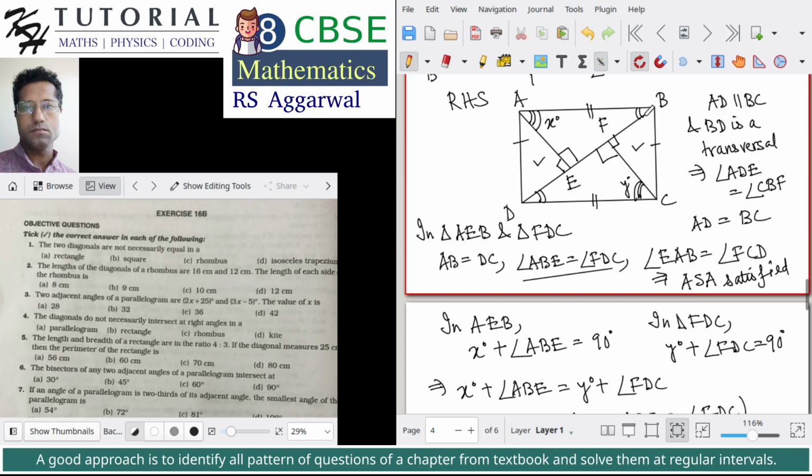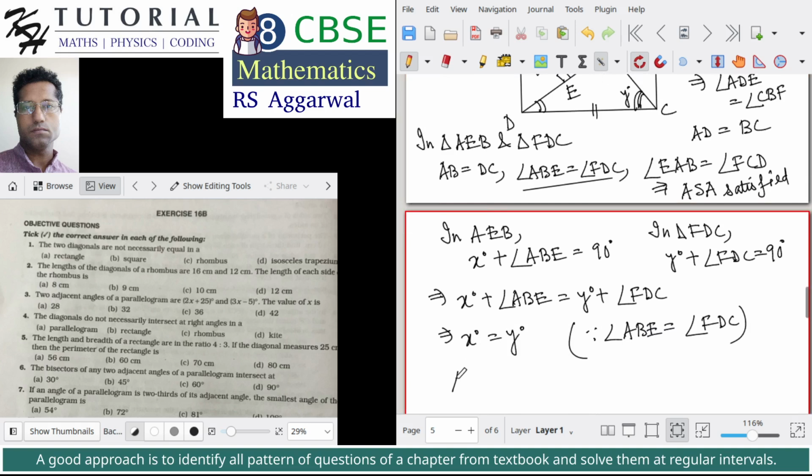So in triangle AEB, the two angles are A and B, and the included side is AB. And in the other triangle FDC, the corresponding two equal angles are angle D and angle C, and the equal side is DC, which is the included side. So we are having angle side angle satisfied.